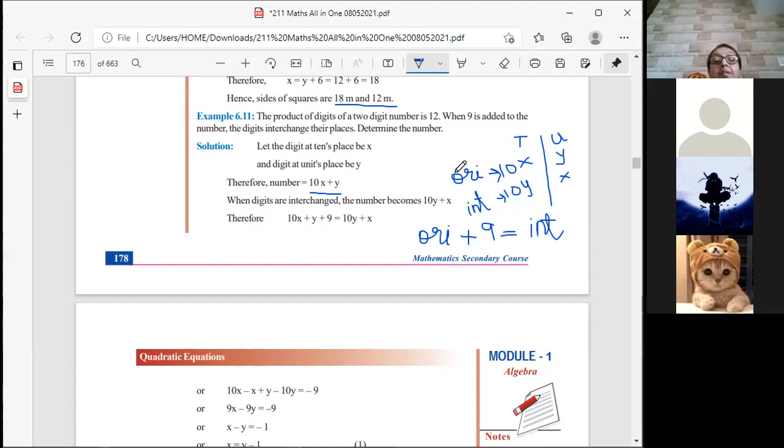So that is why I will write the original number, I will add 9 to it, and I will get the interchanged number. Now I will start solving it. When I solve, I take x on this side, so x becomes subtracted. I also take 10y on this side, so 10y is subtracted. And I take 9 on the other side, so that 9 also becomes minus 9. Can you see how I got this step?